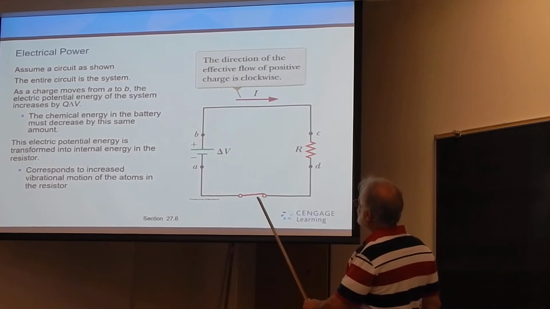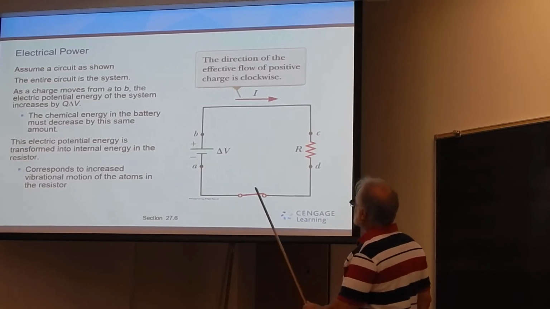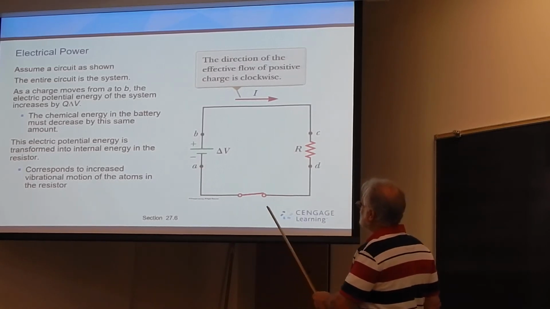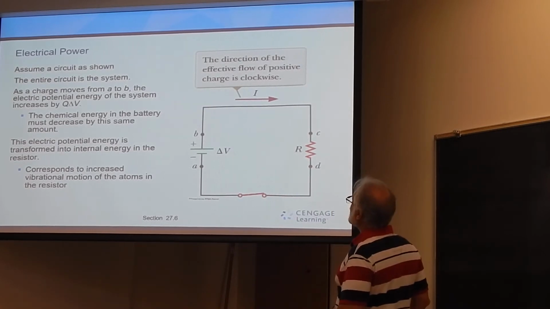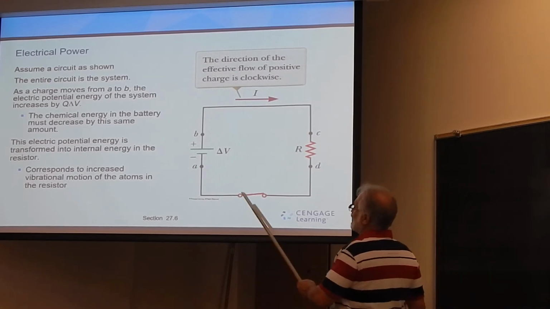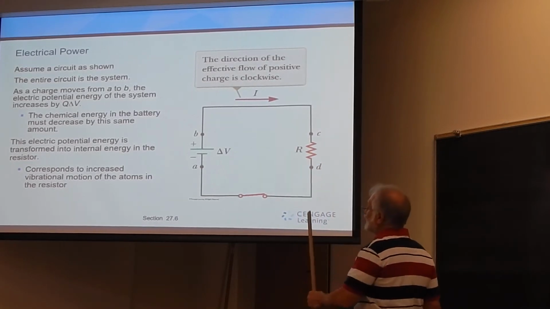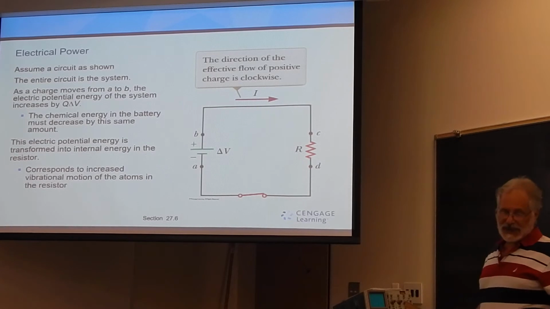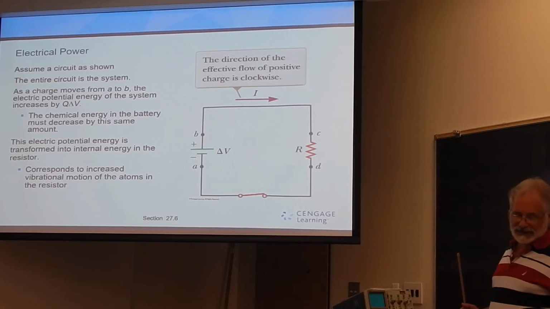If I have the charge move from point A to point B, the charge will acquire a potential energy equal to Q times the potential difference. The battery, of course, will lose that much potential energy, so that energy is conserved. What will ultimately happen is that the potential energy will be transformed into internal energy or heat in heating up the resistor. And that's typically what happens in a circuit. A resistor is a dissipative circuit element.